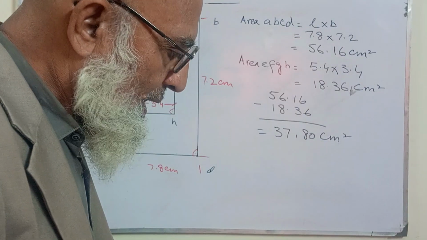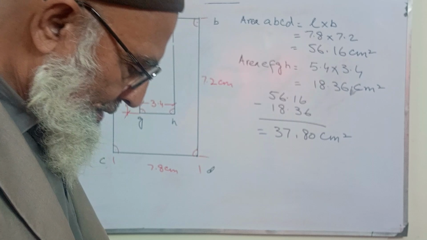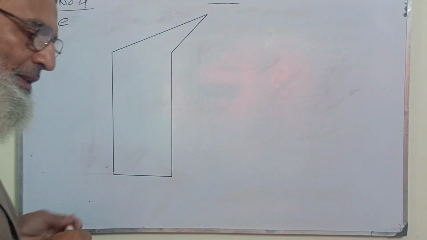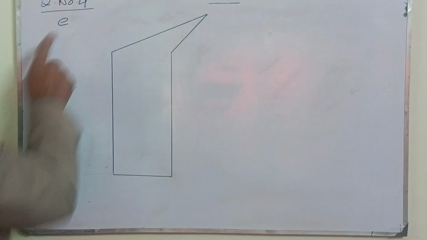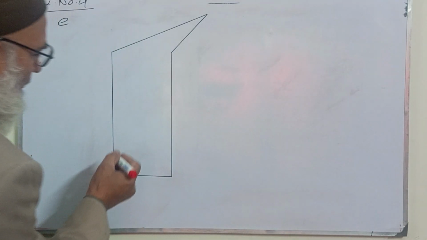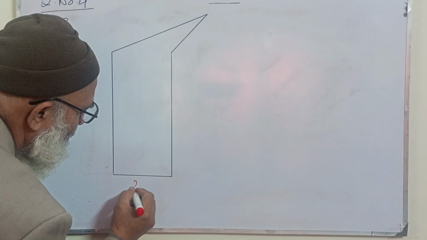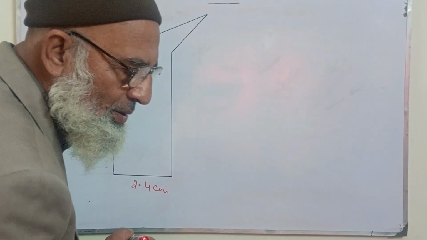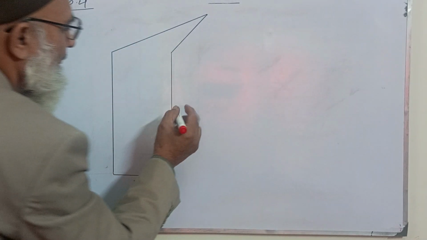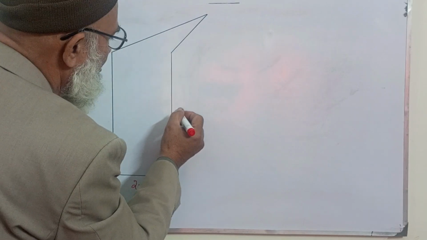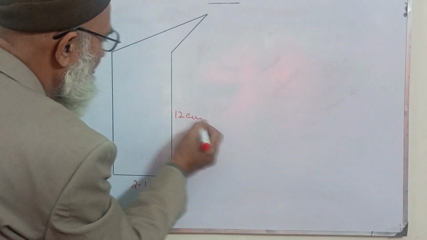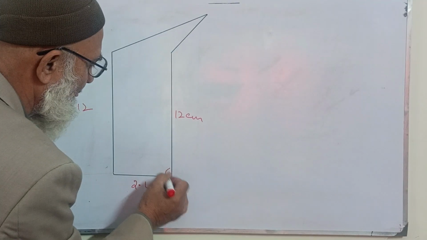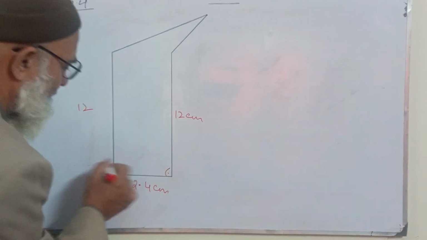And now your questions are coming, for which you have all requested very specially. This is another question, which is part E, question number 4. The dimensions are 2.4, all in centimeters. This side is 12 centimeters. Similarly, this is also 12. Two right angles are also given.